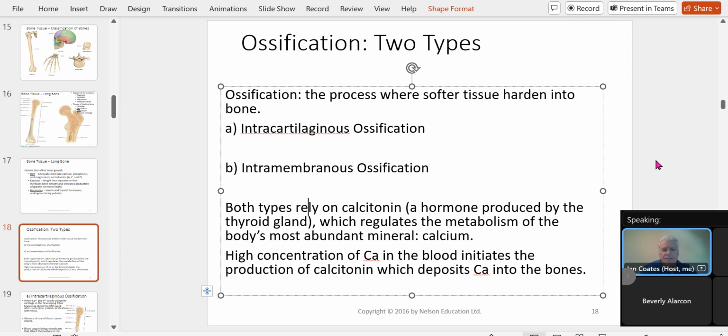High concentration of calcium in the blood initiates the production of calcitonin. High blood calcium, calcitonin hormone drops the amount of calcium in the blood. We just don't throw that out. Where do we put that calcium? On the bones. Okay, so calcitonin is a hormone involved in lowering blood calcium.